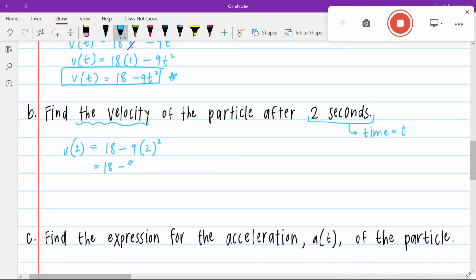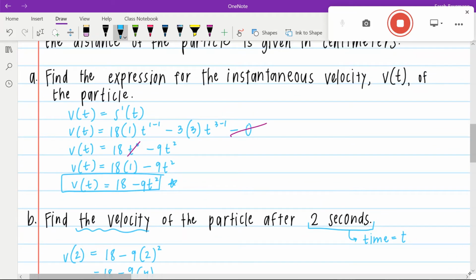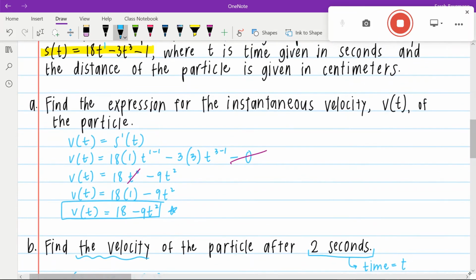So you guys know how to do this. Multiply, do exponents first. 2 squared is 4. 9 times 4 is 36. 18 minus 36 is negative 18. So this tells us that the velocity after 2 seconds is negative 18. Now we need to look at our units. Centimeters per second.